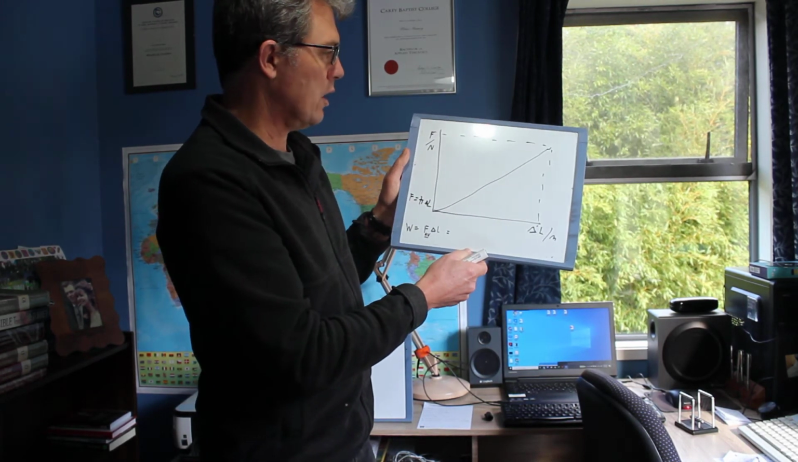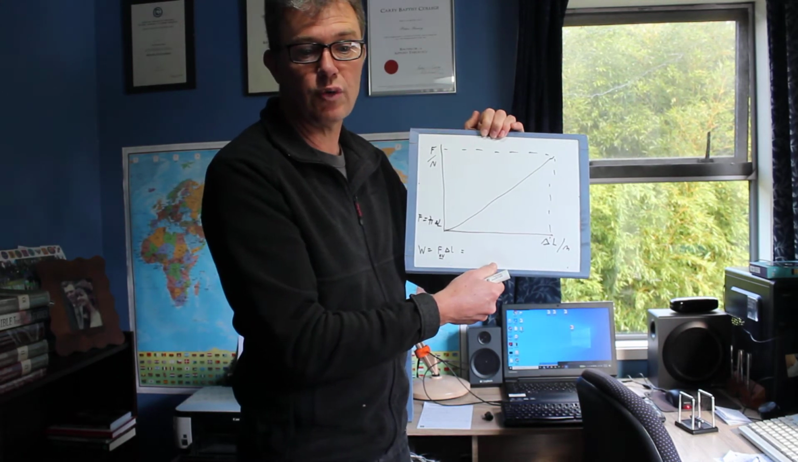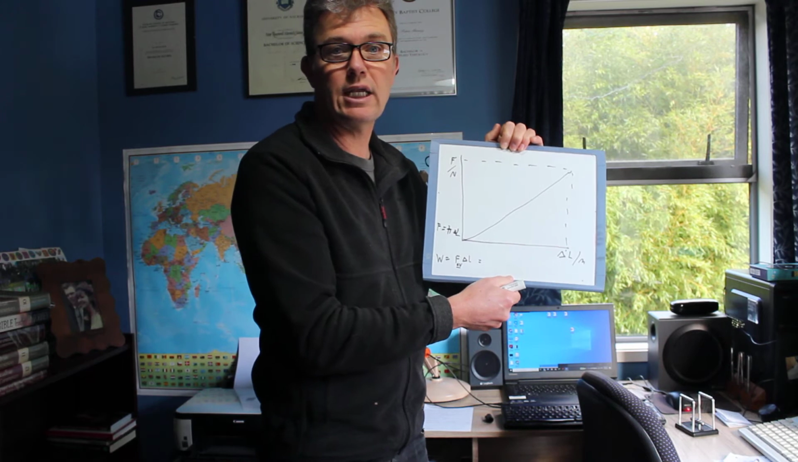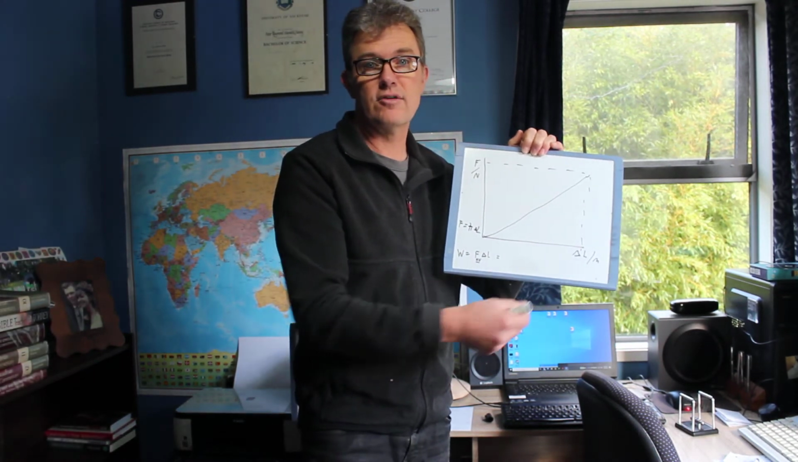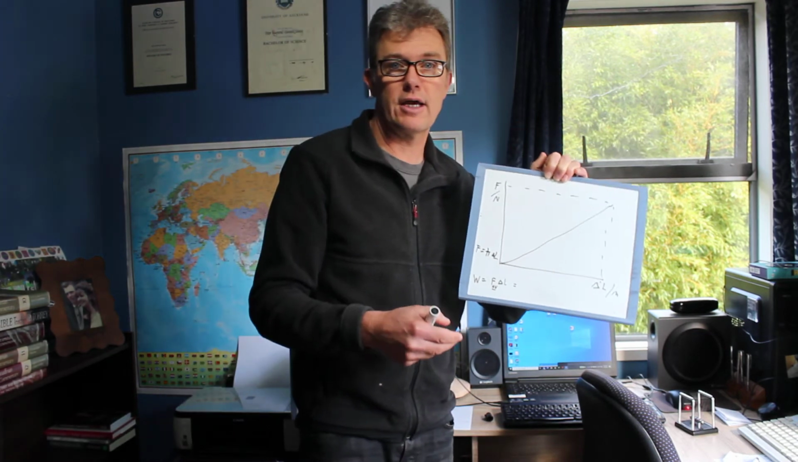So we can find out how much energy is stored in the spring. We call it elastic potential energy. We also call it strain energy. Strain energy is elastic potential energy. Elastic potential energy is strain energy. They are the same thing.